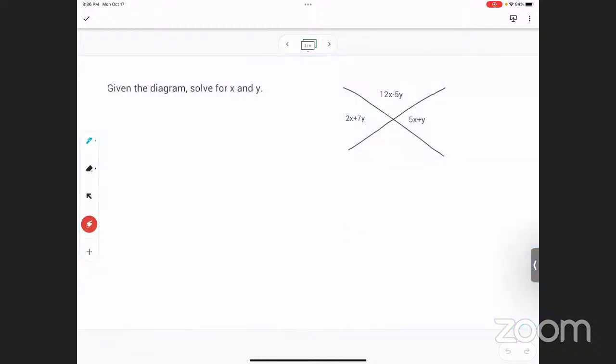Given the diagram, solve for x and y. All right, so this is probably going to be a system of equations. So we know that these have to be equal to each other. So let's write that equation. 2x plus 7y has to be equal to 5x plus y. That's one thing we know.